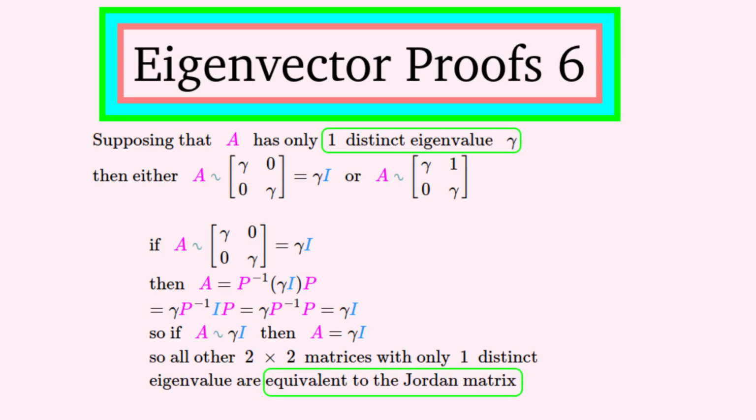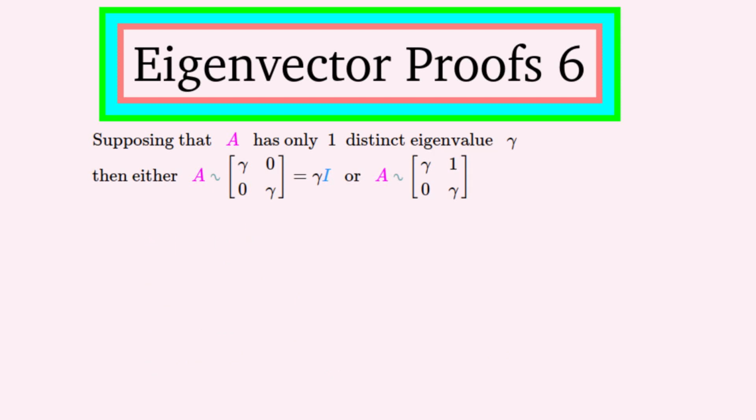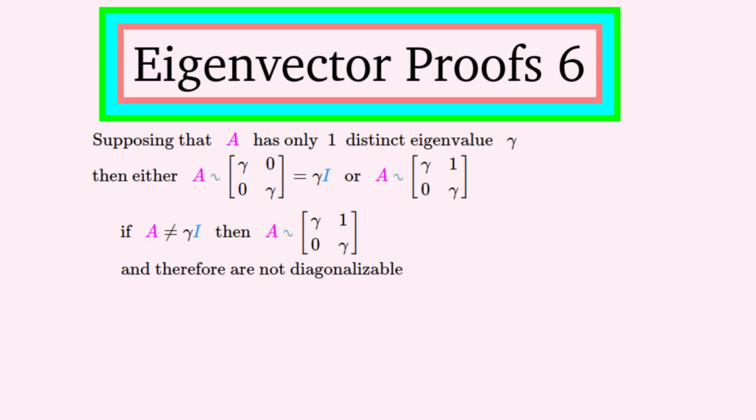And so if A has only one distinct eigenvalue and isn't equal to the diagonal matrix, then it must be similar to the other matrix, the matrix in Jordan canonical form with a 1 in the top corner, and is therefore undiagonalizable. So I'll just start with a clear screen with the two cases of A at the top. We can now say that if A isn't this diagonal matrix, then it must be similar to this Jordan canonical matrix. And this implies that it's not diagonalizable.